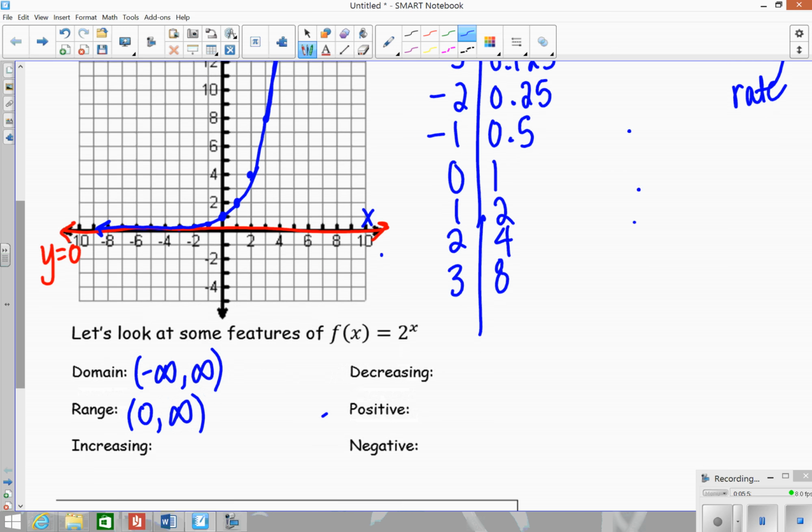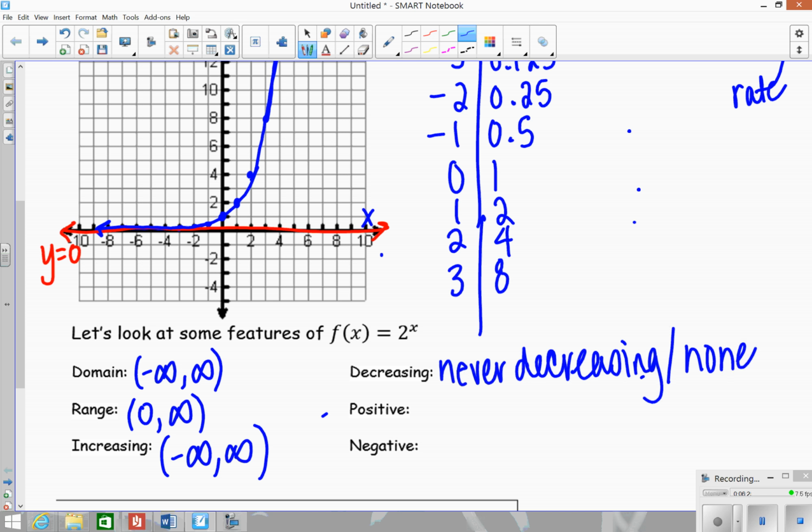And then if we look, where is it increasing? So from left to right, well, it's going uphill the entire time. So it's always increasing. So from negative infinity to positive infinity. Where is it decreasing? It's never going to decrease because it's always going up. So decreasing, I would just say never decreasing. Or you could just say none. There's no interval.